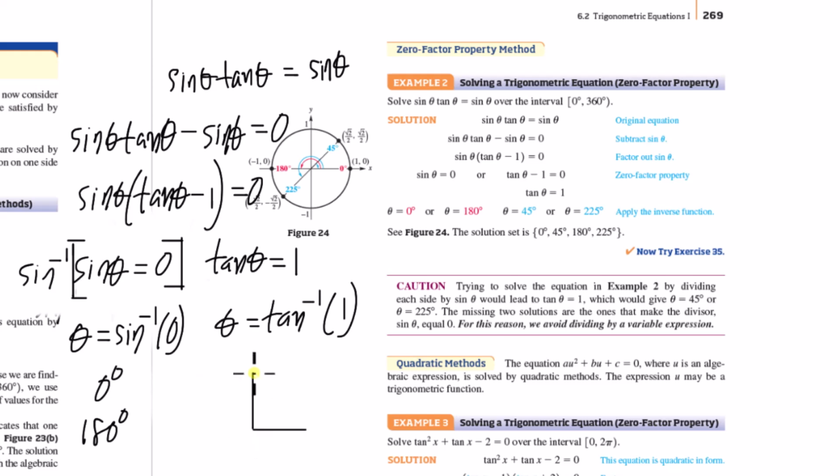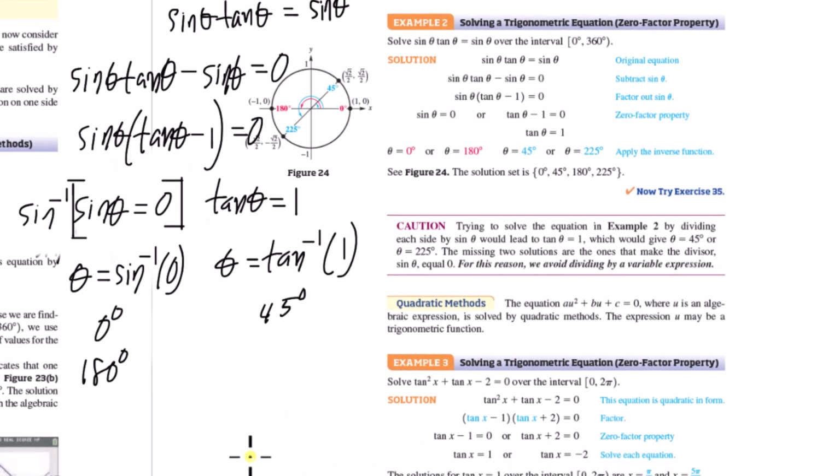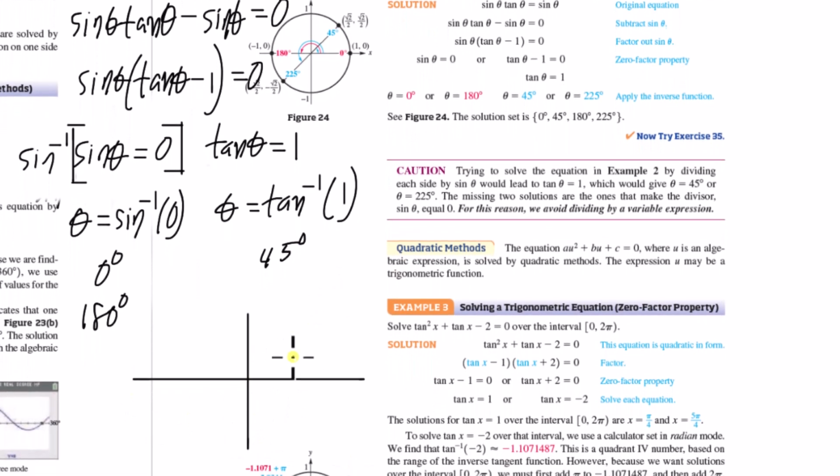Well, we think about the 45, 45, 90 triangle, which is 1, 1, root 2. So tangent of 45 is equal to 1, so 45 is an answer, but tangent is positive in which quadrants? In the first and the third. So in the third quadrant, what angle has reference angle 45 degrees?